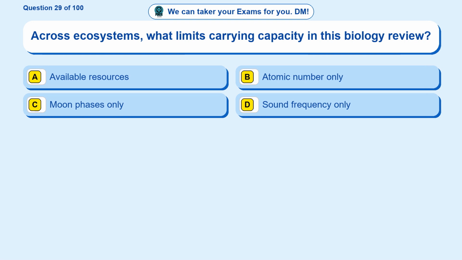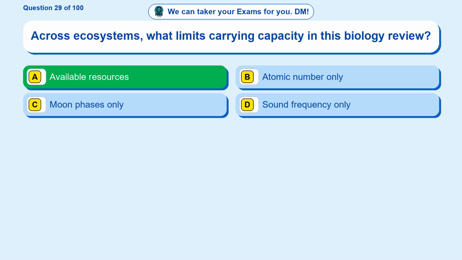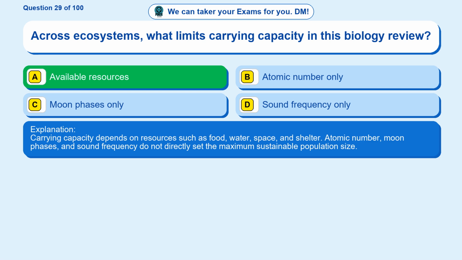Question 29. Across ecosystems, what limits carrying capacity in this biology review? Option A, available resources. Option B, atomic number only. Option C, moon phases only. Option D, sound frequency only. The correct answer is option A. Available resources. Carrying capacity depends on resources such as food, water, space, and shelter. Atomic number, moon phases, and sound frequency do not directly set the maximum sustainable population size.